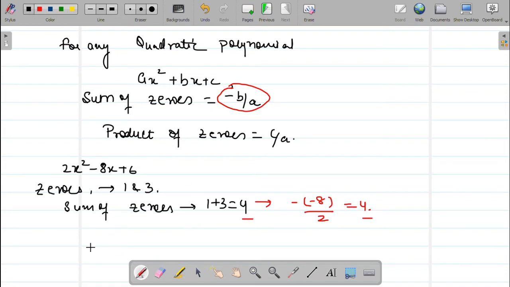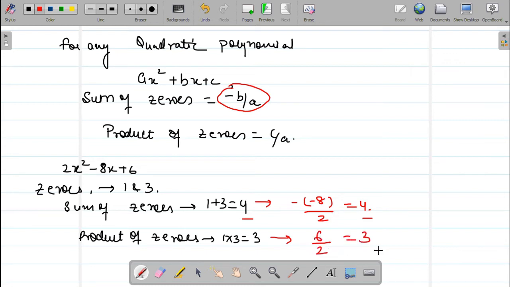Then if I talk about product of zeros, the actual product will be 1 into 3, that is 3. And if I use the relationship, I will get c upon a. C is the constant term, 6, upon a, the coefficient of x square, that is again 3. So we have verified the relationship of the zeros by actually finding them and by using this relationship. We can do one more example here.